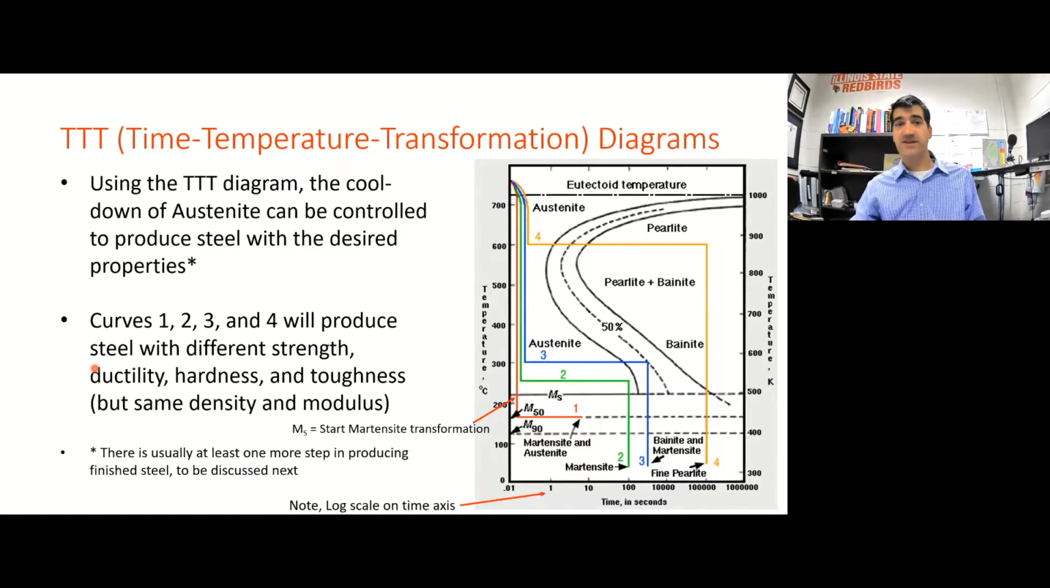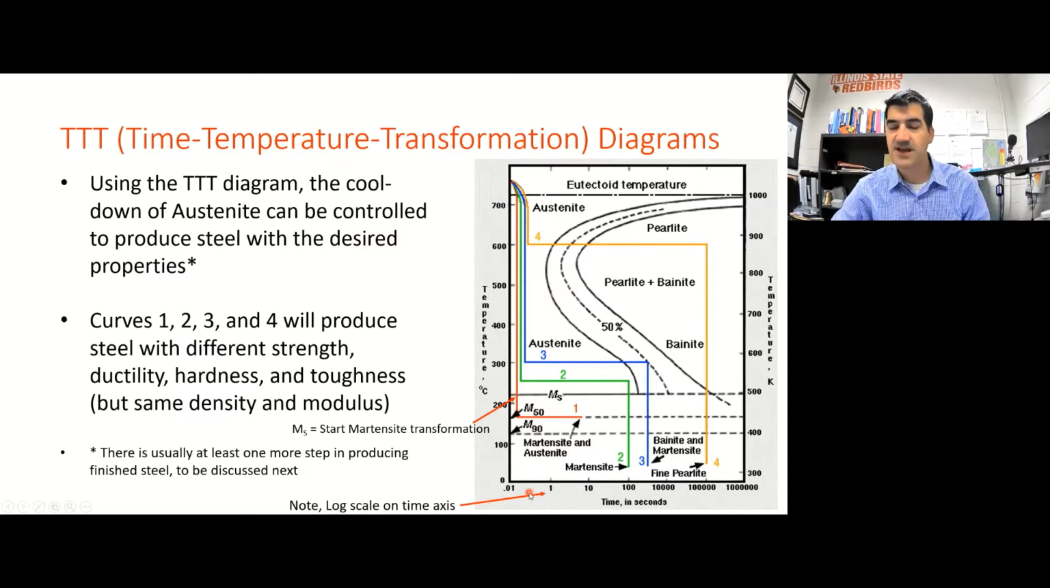Here is one triple T diagram. This shows four different ways that we can cool down this specimen. Initially, we're way up here at this temperature, and what we're going to do is cool it down, and this shows four different curves. There's the red curve, curve 1, the green curve, curve 2, the blue curve is curve 3, and the tan curve is curve 4. Each of these curves specifies a way to cool down this part. The red curve has us quench it really fast.